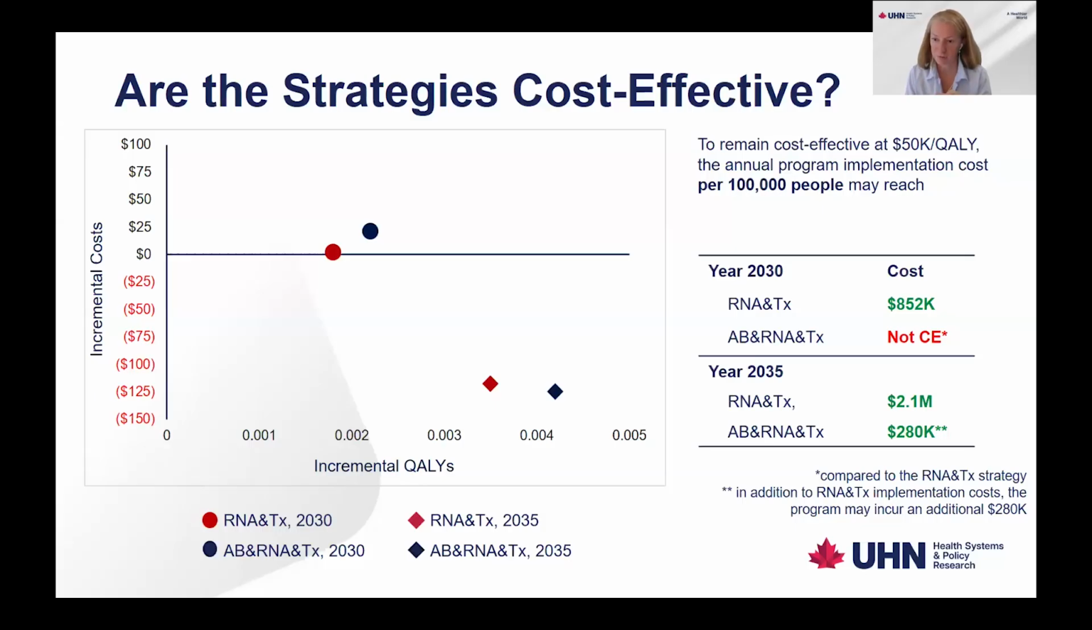What we're showing you here is per 100,000 people, but if we scale it up for the Ontario population, then instead of 852,000, that would translate to 12 million in annual cost, or the 1 million invested if we take the 2035 time horizon would translate into 27 million. And it could be invested in these types of programs and still be cost effective.